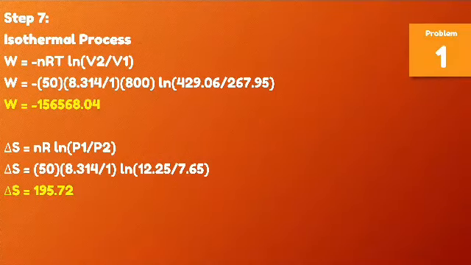To calculate that, we have W equals 156,568.04. We can now go ahead and find the delta S, which has a formula of nR ln of P1 over P2. Now, delta S is equal to 50 times 8.314 over 1 ln of 12.25 over 7.65, which is 195.72.